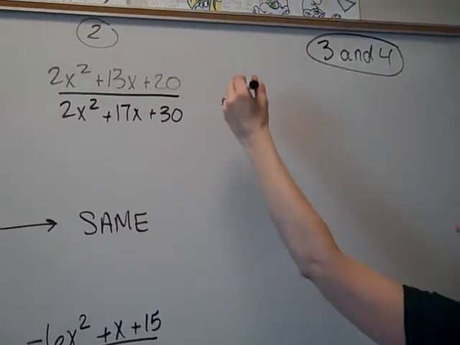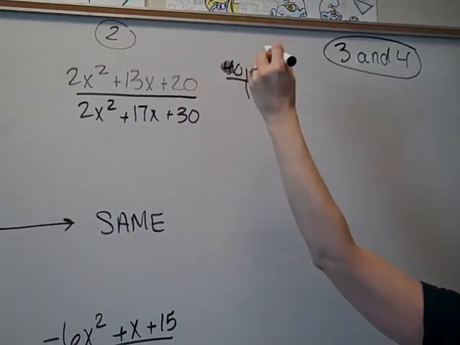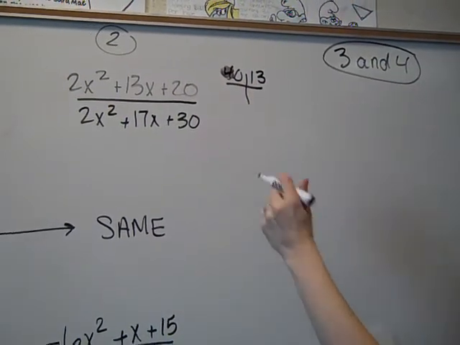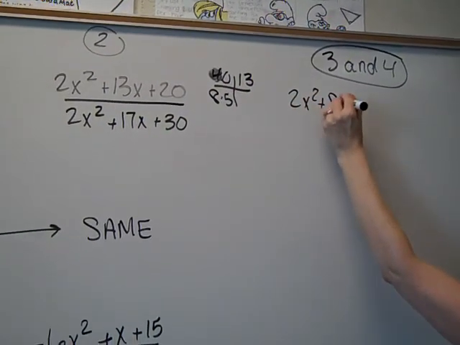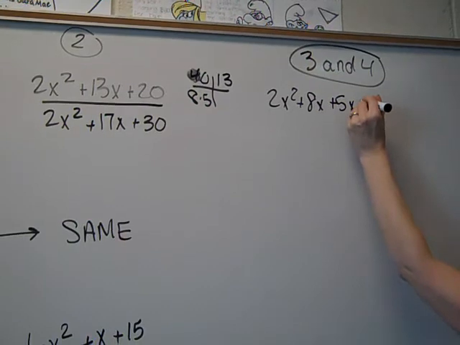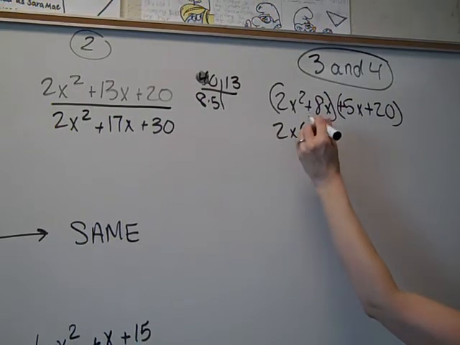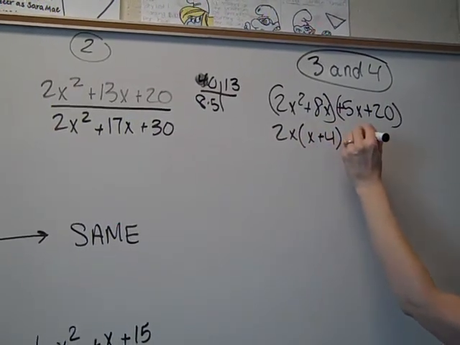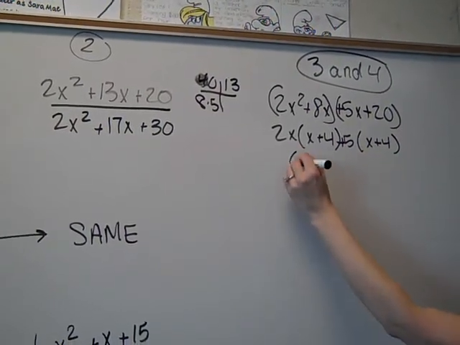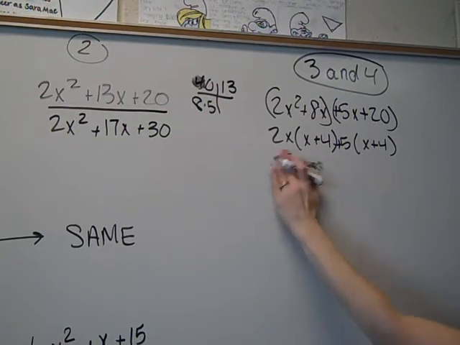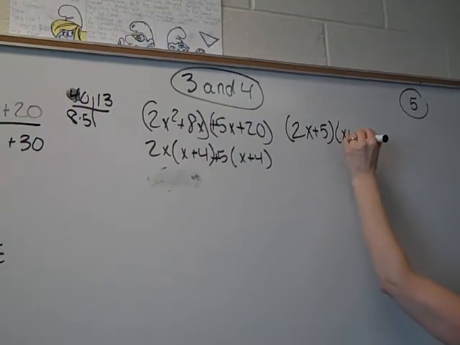So we've got to factor a lot. We've got the AC method here. What multiplies to give me 40 and adds to give me 13? That would be 8 times 5. So we're going to do 2x squared plus 8x plus 5x plus 20. Group. Factor out 2x, x plus 4. Factor out 5, x plus 4. So this one factors into 2x plus 5 times x plus 4.